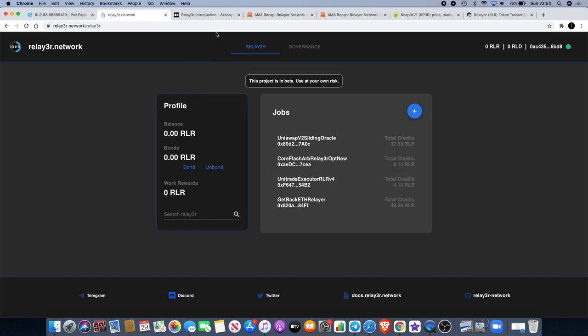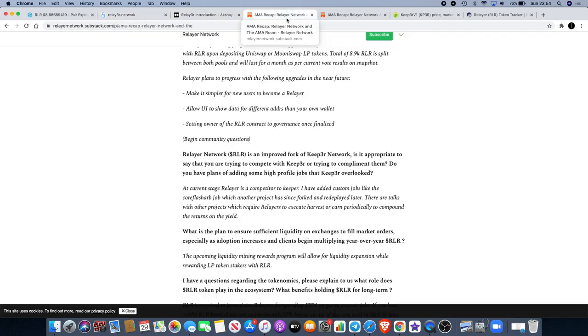So Relayer, like I said, is a fork of the Keeper network, KP3R. Now, they actually claim that it's an improved fork of Keeper. When asked in the AMA whether it was a competitor or built to complement Keeper, they went on to say that it was actually a competitor to Keeper, so they're not shying away from that. Competition is always healthy for business.